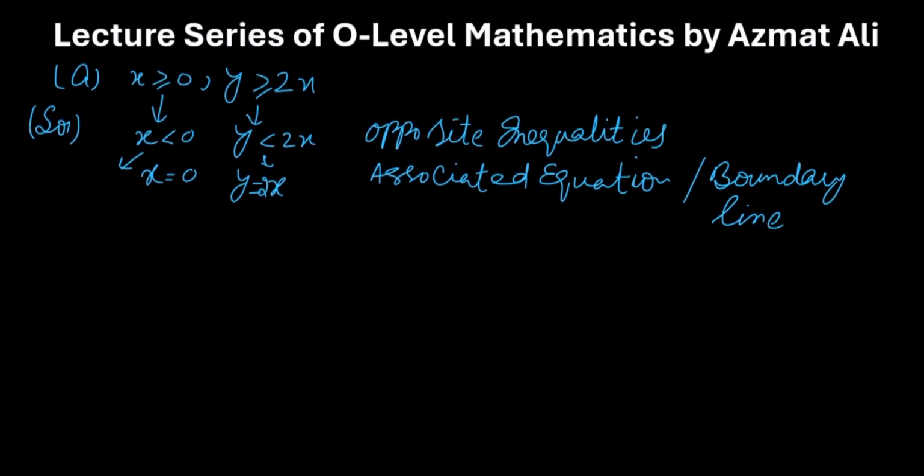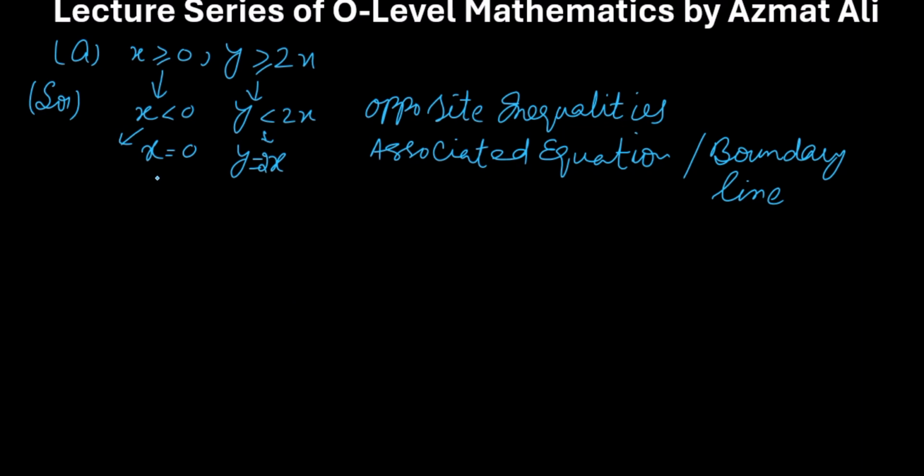Now we draw the graph of these boundary lines first, which are simply straight lines. Remember, the graph of a linear equation is always a straight line. So firstly we draw the graph of these two boundary lines or associated equations, and then from those graphs we will find the graph of these opposite inequalities. x is equal to 0 is simply the y-axis. So here we draw the y-axis.